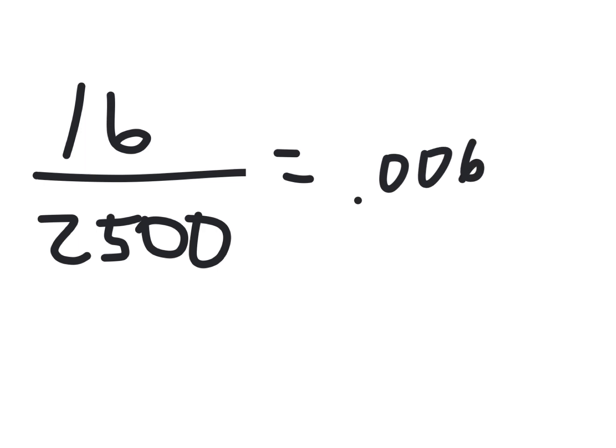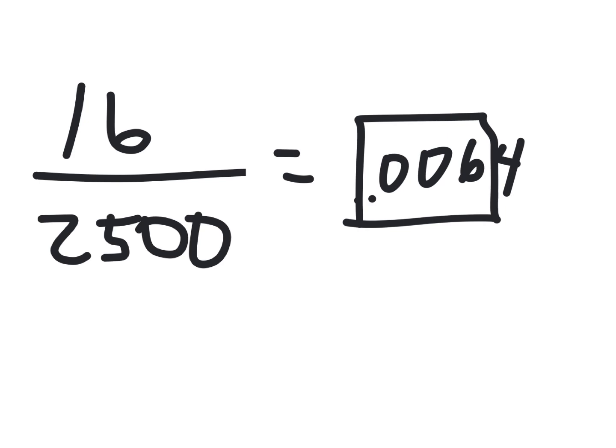0.0064. Oh, and we're going to go to 3 decimal places. So there you go. That's what you would have put. Any questions about that? Okay, here's another kind of question.